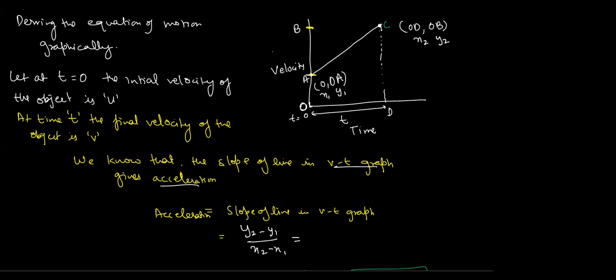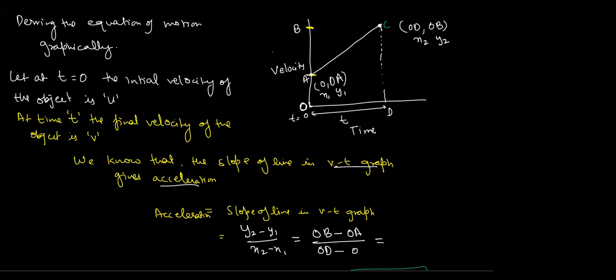Then write, what is the value of y2? OB. OB minus, what is the value of y1? OA. Very good. Then what's the value of x2? OD. Then minus x1, which is 0.